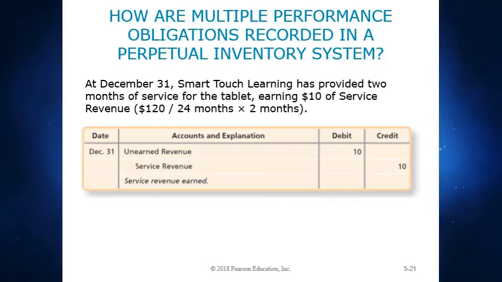So in this case, they are deciding that they're going to do it monthly, and so it's $10 per month for that service. So we see that each month then we'll have a journal entry that looks like this. So unearned revenue will be debited for $10 and service revenue will be credited for $10. And we would do that for the next 24 months.